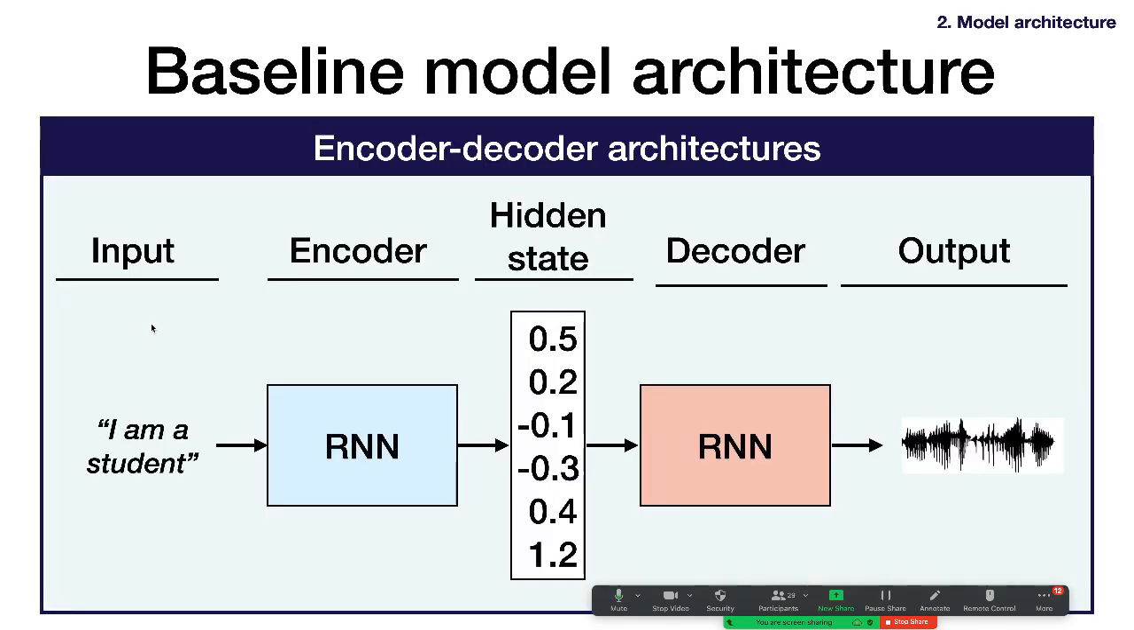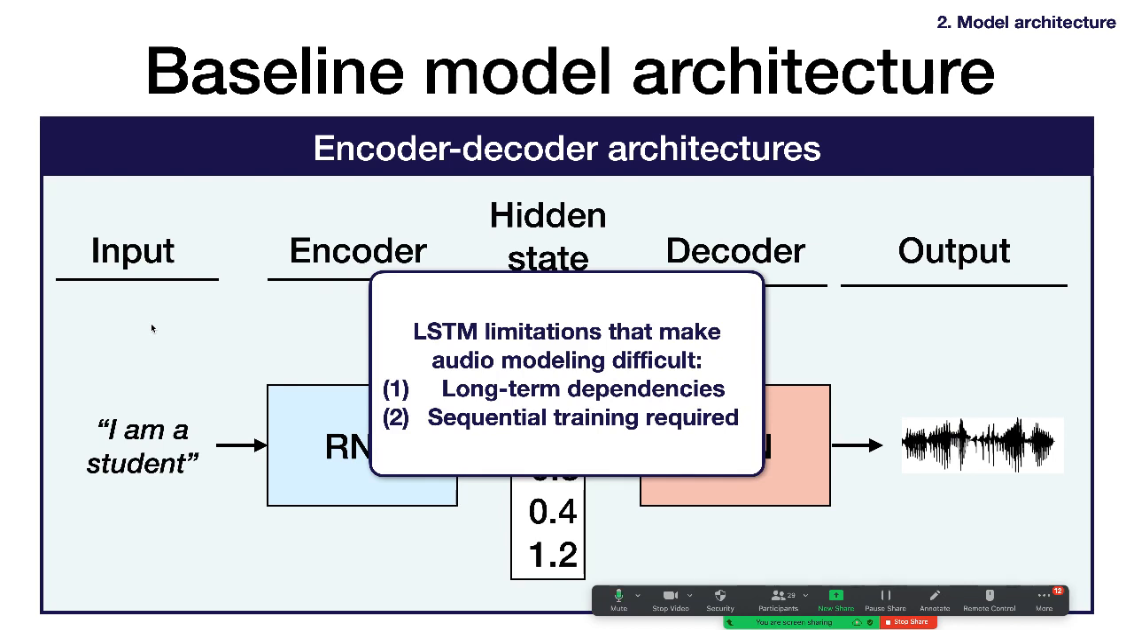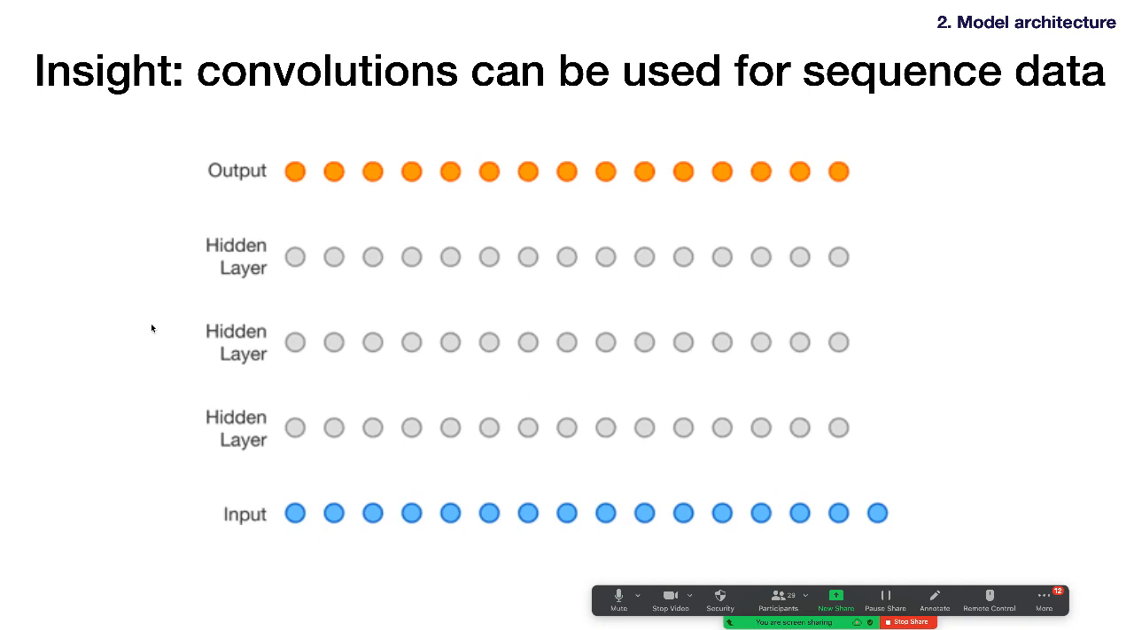What model architecture is used? So again, our baseline model architecture is this RNN encoder-decoder architecture. But there are some limitations to LSTMs that make audio modeling difficult. And these are some of the same limitations that we've talked about before, right? So long-term dependencies and this bottleneck of sequential training. And in audio data in particular, you tend to have very, very long sequences. So the insight that was applied in this paper is that convolutions are not just for images. Convolutions can be applied to sequences as well.